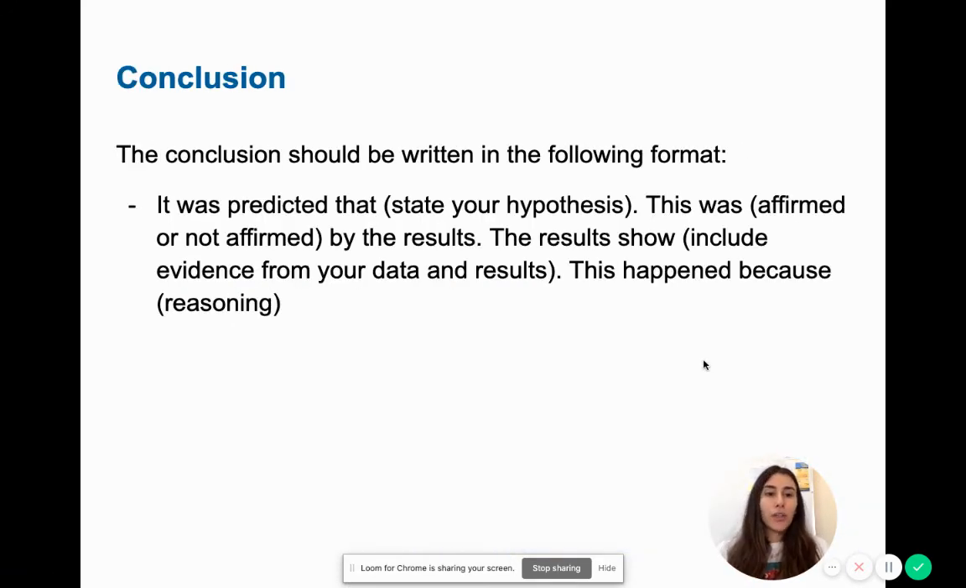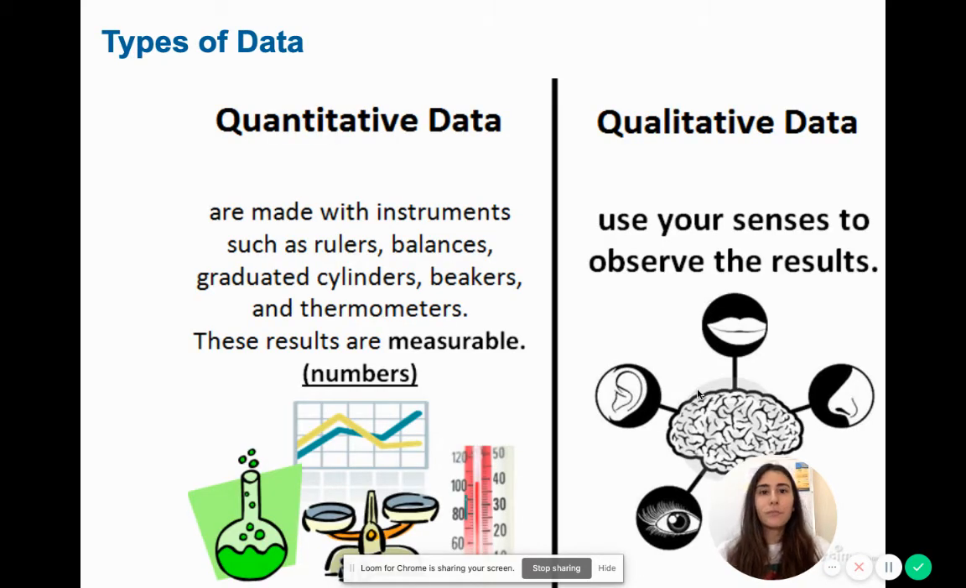Now, the last part, or one of the last stages, I guess, of the scientific process is formulating a conclusion and communicating a result. So when we are formulating a conclusion, this is the format that you have been using and that we will continue to use this year as well. So please make sure that you follow this format when you are writing your conclusion. And of course, we will have lots of practice on how to do that in the following days. Now, I said that a very important part of an experiment is the data, collecting data, measuring data.